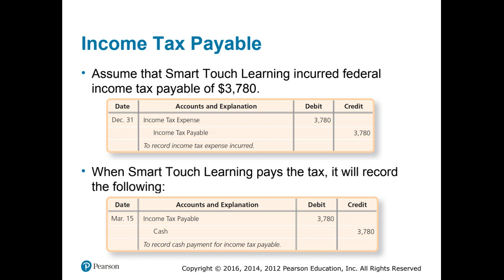We're going to assume that Smart Touch Learning incurred federal income tax payable of $3,780. So here we're debiting our income tax expense by $3,780, and we're going to credit income tax payable by the same amount, and this is to record our income tax expense incurred.